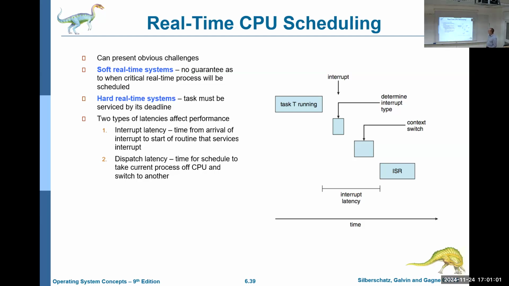So here's a picture. What does this picture mean? Task T is running, then an interrupt arrives, and we determine the interrupt type. Interrupts are related to real time, like a mouse click. Then you have a context switch, and then you can start running it. So this is the interrupt latency. What's an ISR? An interrupt service routine. In other words, we got the interrupt, but we don't start handling it until here. This context switch is the dispatch latency.